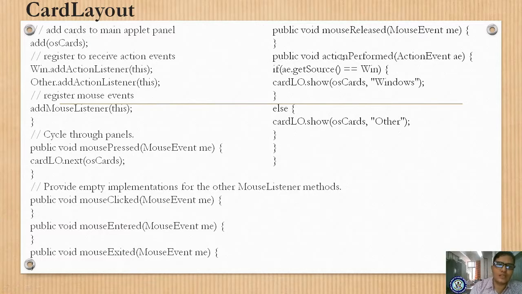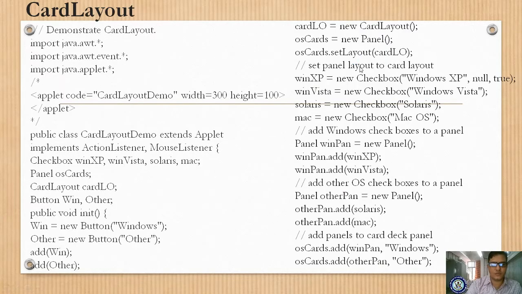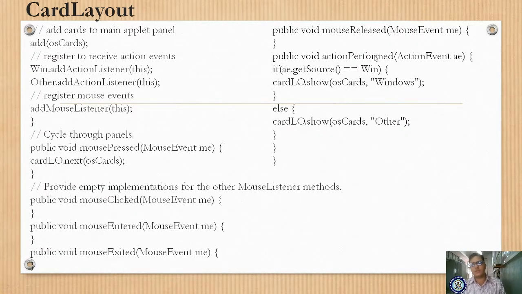And now when you click the buttons, public void action performed. Whatever button you click, according to that resource it has to generate. So please observe here, ae.getSource, we have to get the source equal to win. What is win? It is either a button or a checkbox. Got it? If you click the Windows button, what is the name of the object? Win. If you click win, then it will act according to the code we have implemented.